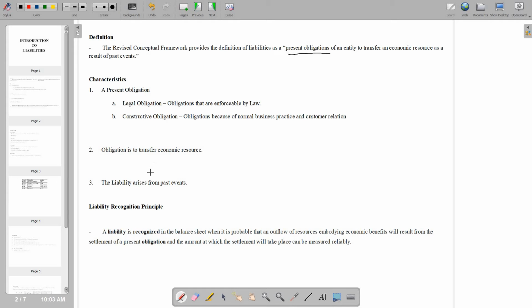Next is the obligation to transfer economic resources. This is self-explanatory. If you have a liability in the future, of course you have to pay or settle. You have to pay an asset or perform services. One thing that has to be understood in this transfer of economic resources is that it is important to know that someone has to pay. It is not important whom I have to pay.